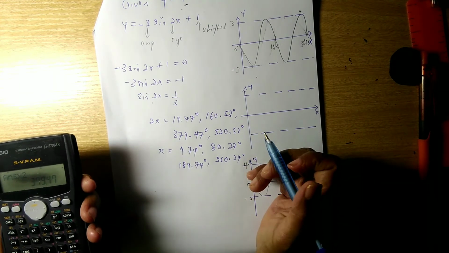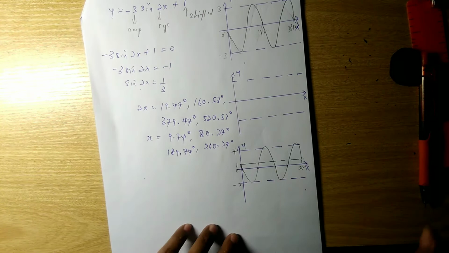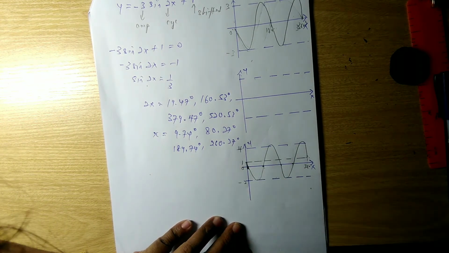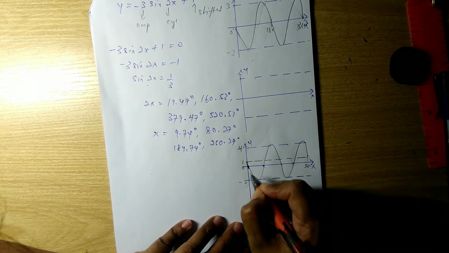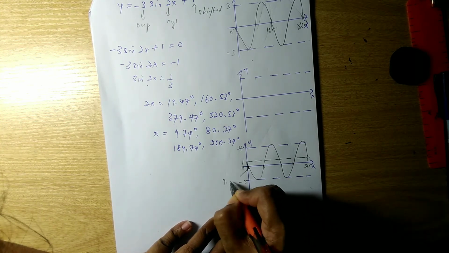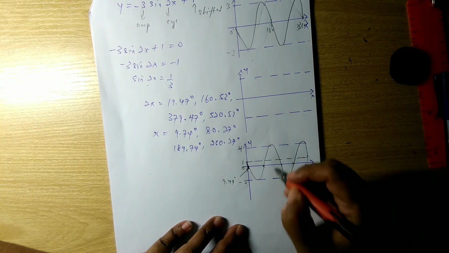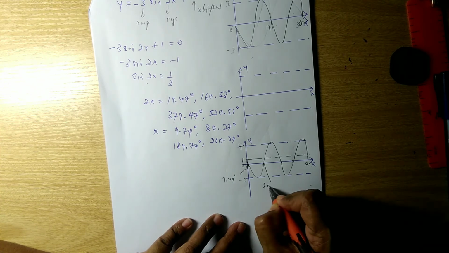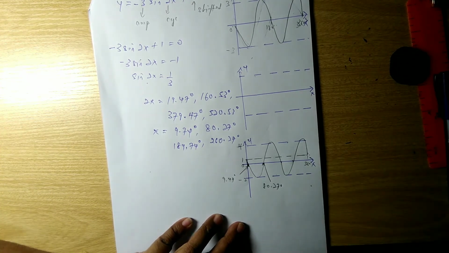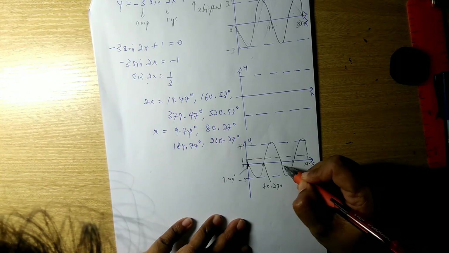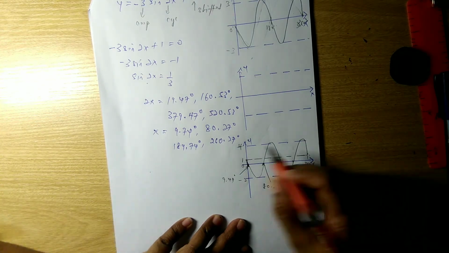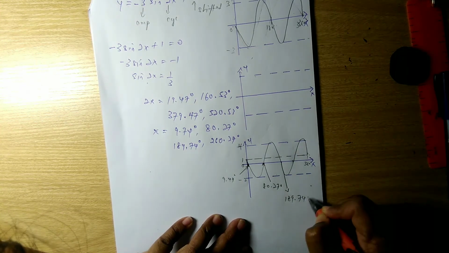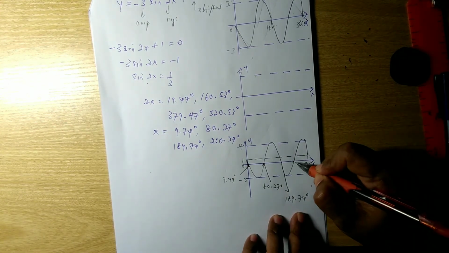So this angle here is 9.74. I'm writing it outside because there's no space. This one will be 80.27. I've got one more here, which will become 189.74, and one more angle here, which will be 260.27.